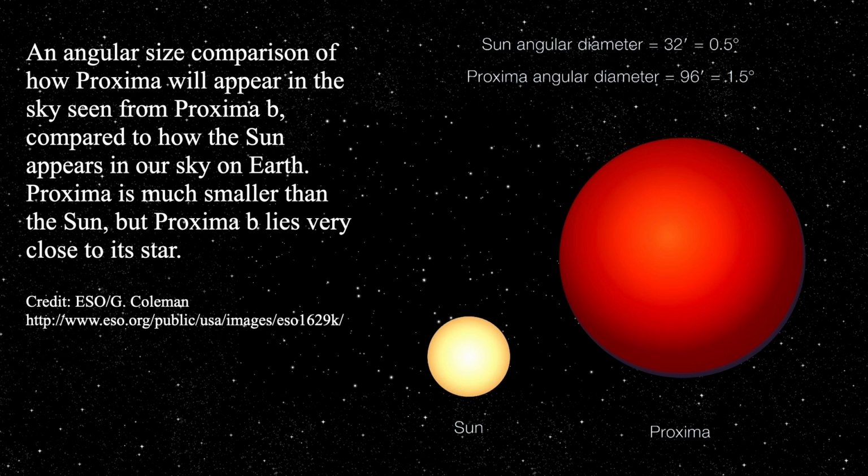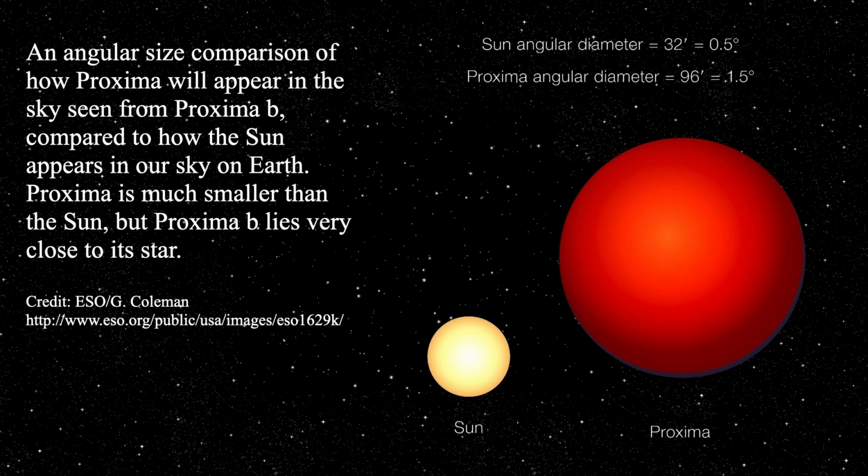So if you hold your thumb out at arm's length during the day and try to cover up the sun, wearing some sunglasses, you'll find that the sun and the moon are about half the width of your thumb held at arm's length. Well, if you were on Proxima B, Proxima would be about half as large as your thumb itself, and you couldn't cover it with your thumb. It would look really big in the sky.